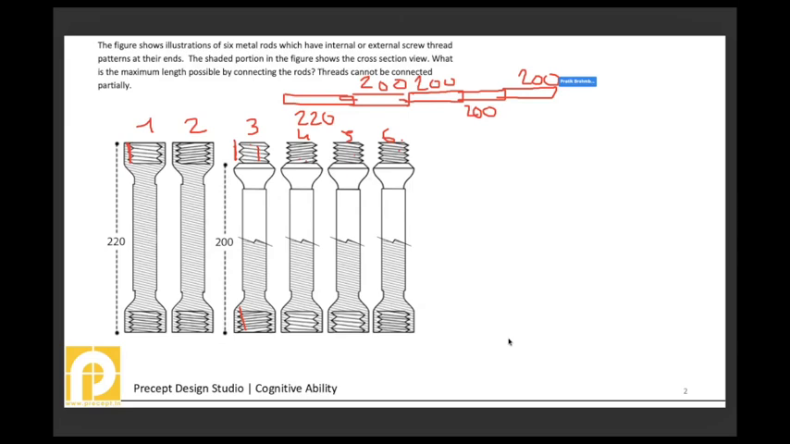So the total length which is possible here will be what? Total length will be 220 plus 200 plus 200 plus 200 plus 200. This will be equal to 1020 as the total maximum length possible here. Okay, we'll move to the next one.